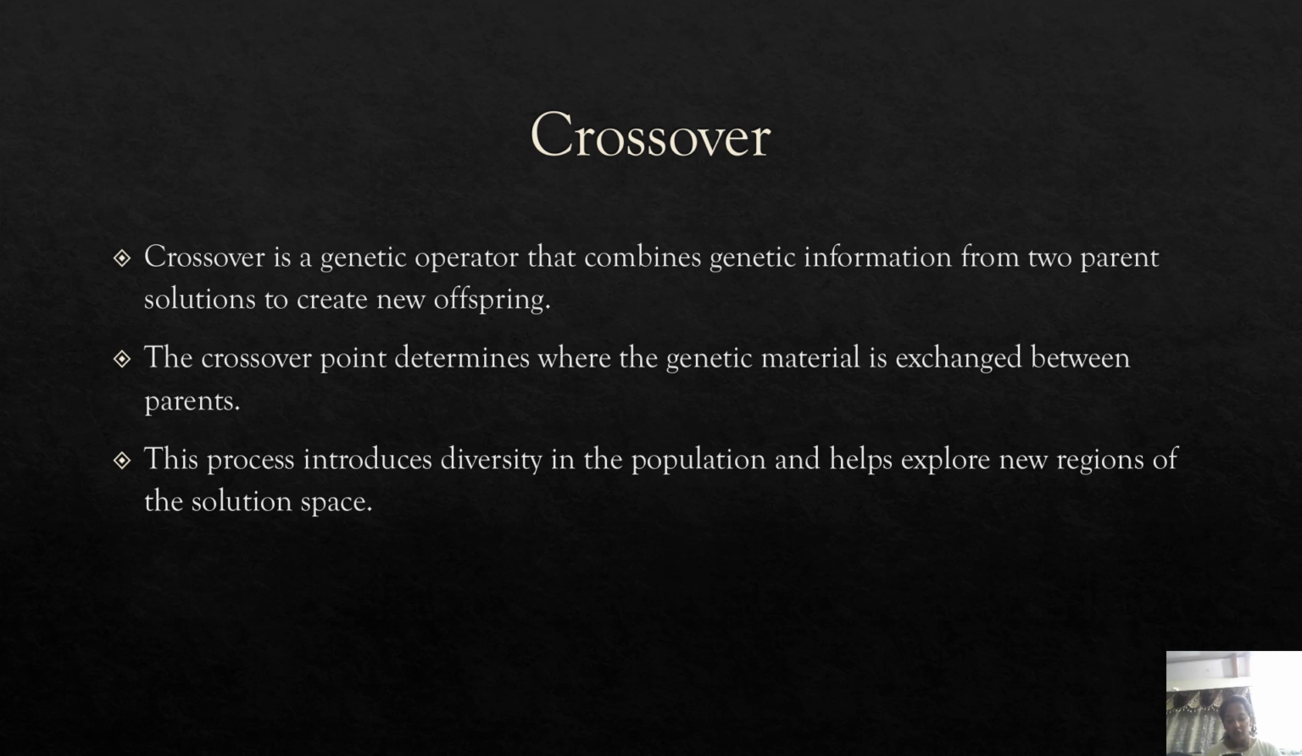Parent selection. Before crossover can occur, pairs of individuals are selected from the current population based on their fitness value. The selection process may employ techniques like roulette wheel selection, tournament selection, or rank-based selection.